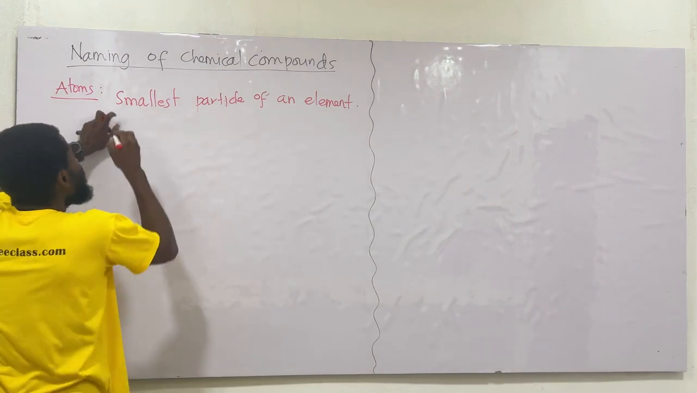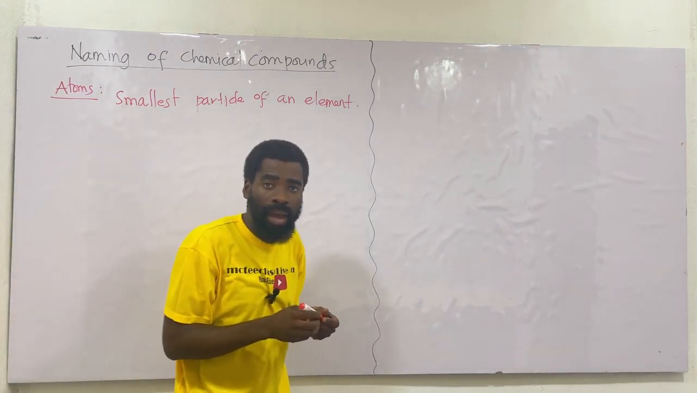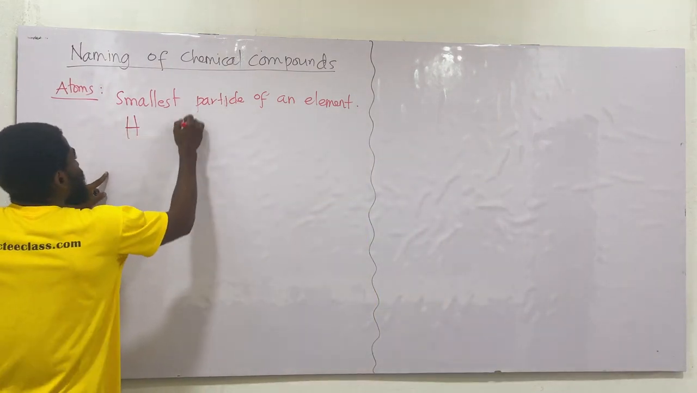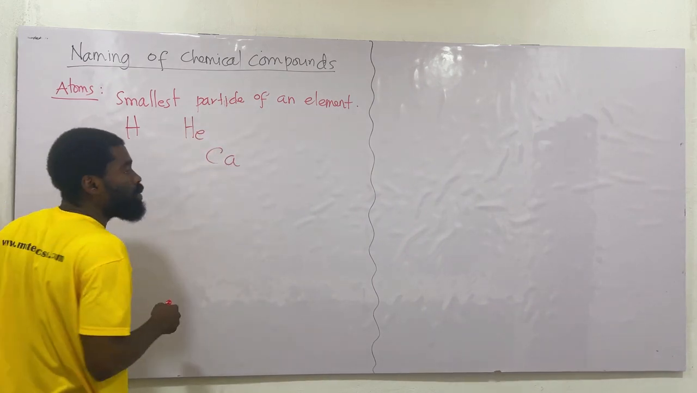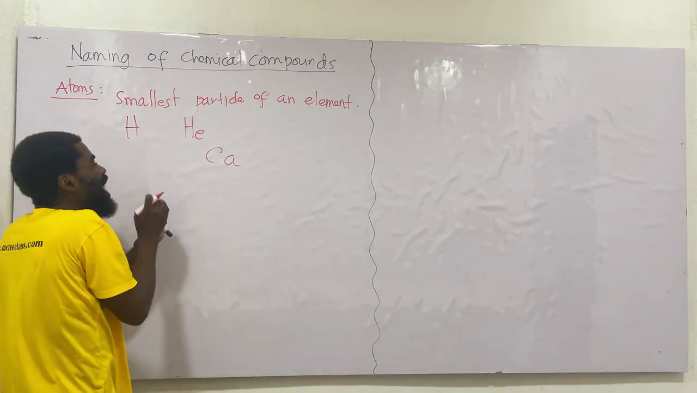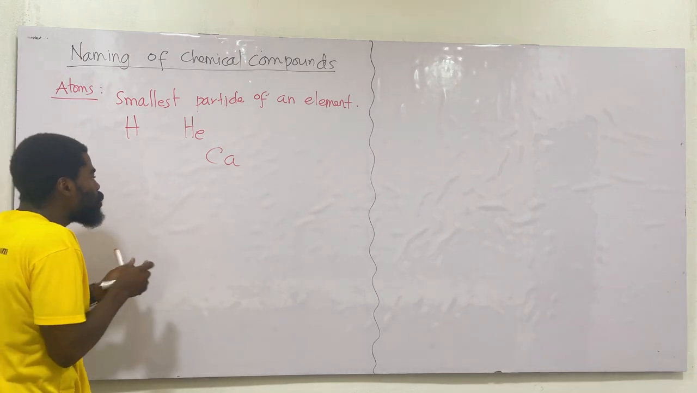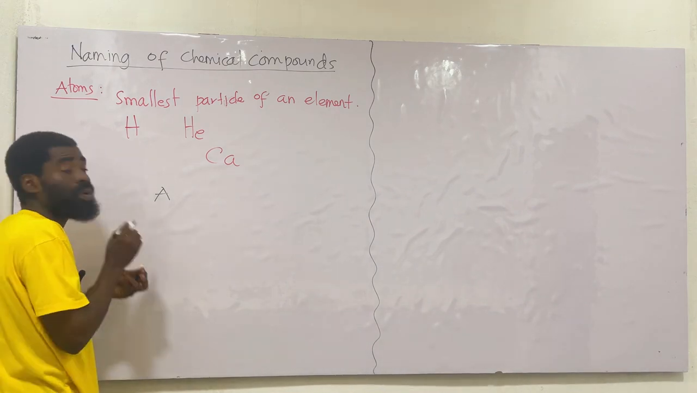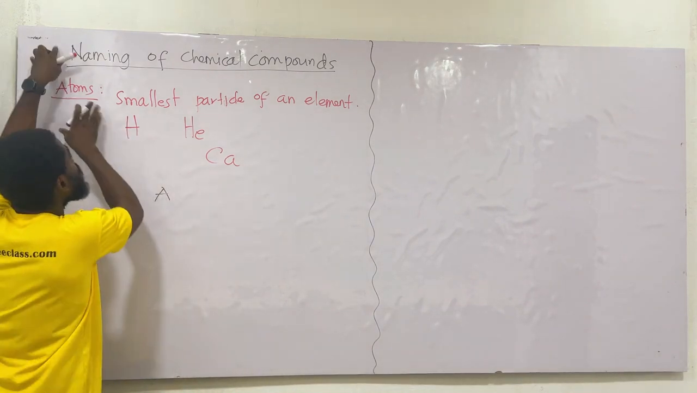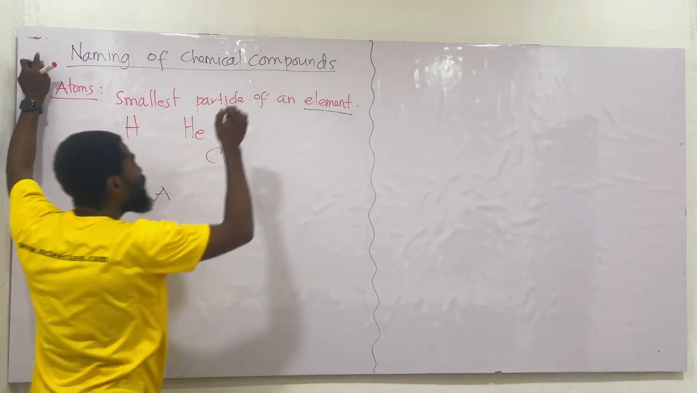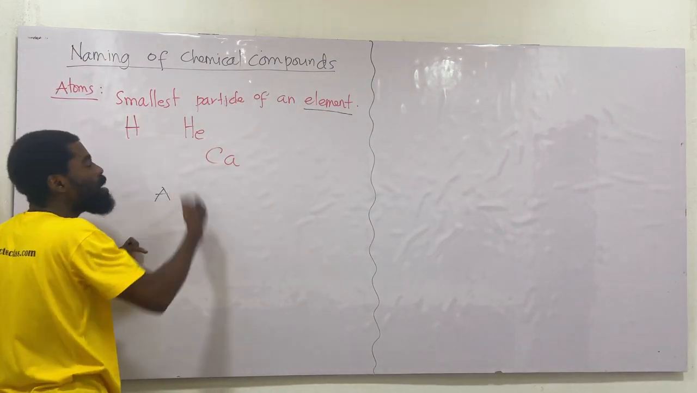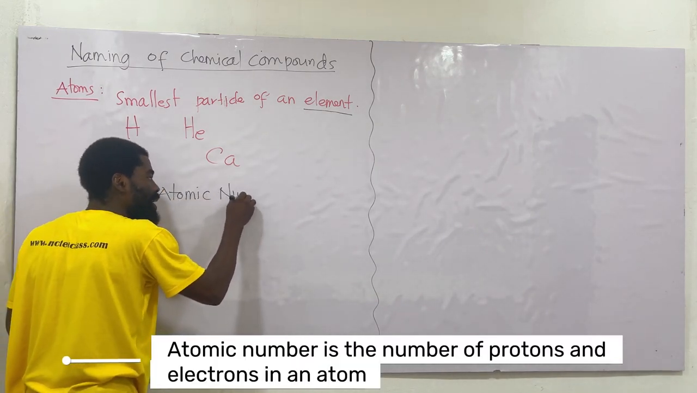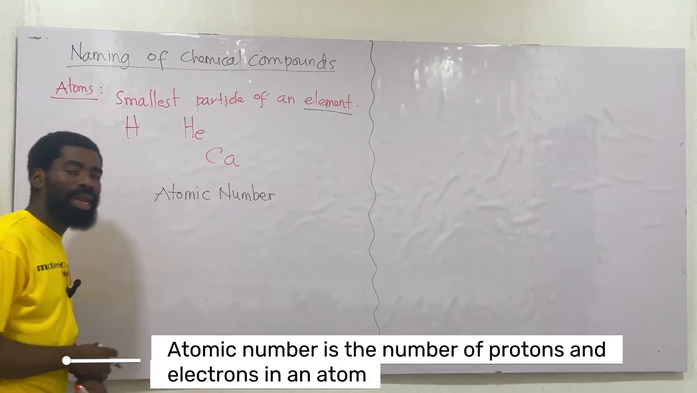Every atom is assigned a number. An example of an atom is hydrogen, helium, Ca, calcium. These are atoms, but they are assigned numbers, which we call the atomic number. I am summarizing everything for you because this is a Form 3 class. There are atoms, which are the smallest particles of elements. These atoms are given numbers, and those numbers are referred to as the atomic number.